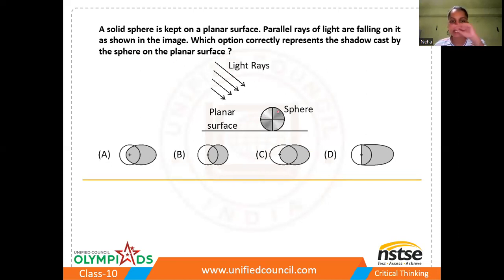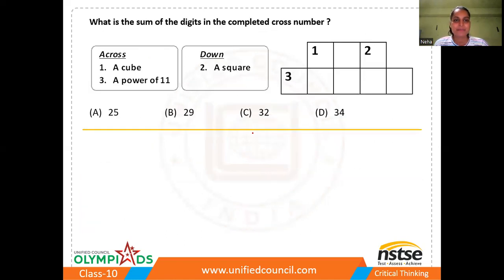Basically they are asking for the image. If light falls from here, the image will be on the opposite side, right? So I can say option A is the right answer. No calculation is there. Just read the question and take the answer. That's it. Now the next one. Here is the next question.